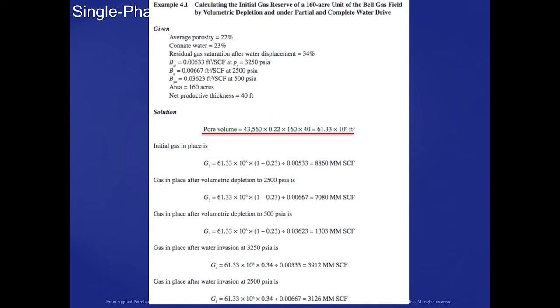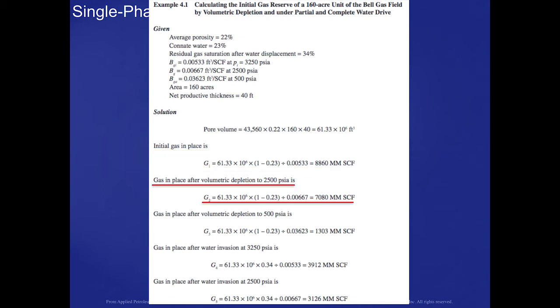The solution, if we look at the pore volume, is 43,560 times the average porosity times the areal extent and the thickness of the reservoir. And that gives us this figure. For the initial gas in place, I simply take that figure, multiply by 1 minus the water saturation, and divide by the formation volume factor. And that gives me 8,860 million SCF of gas in place.